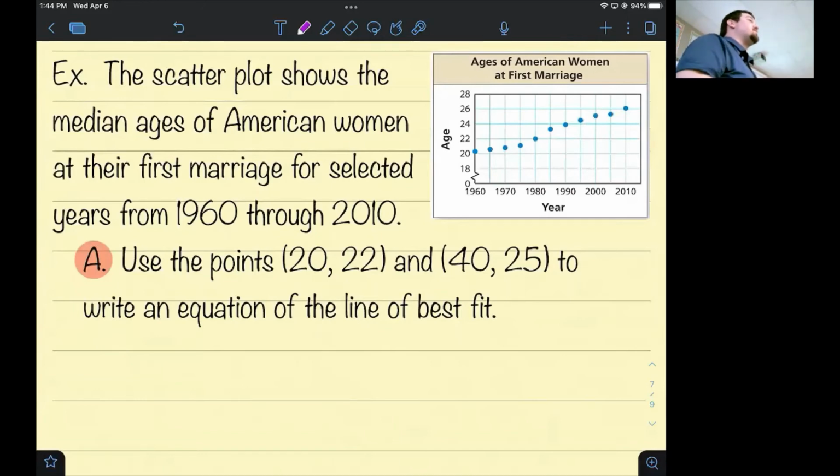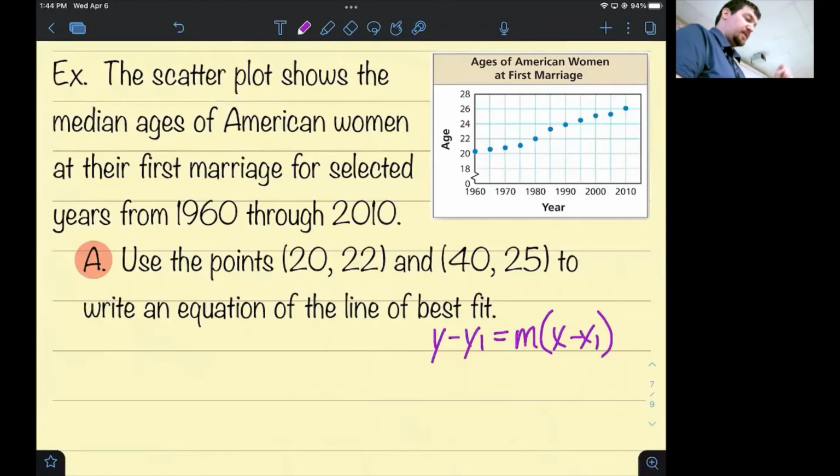Okay, hey, we need to finish this problem here. It says use the points (20, 22) and (40, 25) to write an equation of the line of best fit. When you're writing an equation given 2 points, you should refer to point slope form. You'll remember point slope form as y minus y1 equals m(x minus x1). This is what we use anytime we want to write the equation in slope-intercept form but don't know the y-intercept. So we use point slope form because they gave us 2 points.